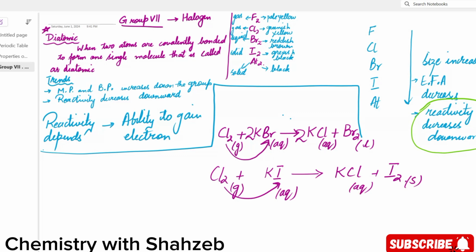Okay. But now, what happens when bromine reacts with potassium chloride? When bromine reacts with potassium chloride, bromine is down in the group, so it would not be able to displace chlorine. So what happens? There would be no reaction that would take place. Okay, so these are the things that we have to remember here because they would be asked in the exam as well. So now let's move towards group zero elements.